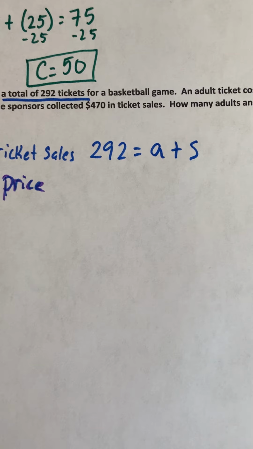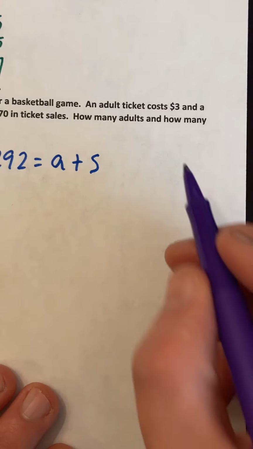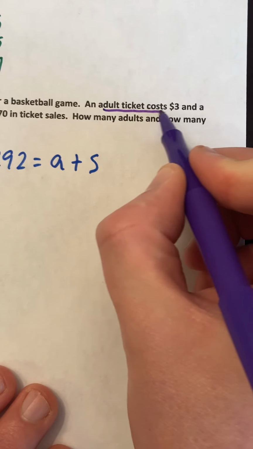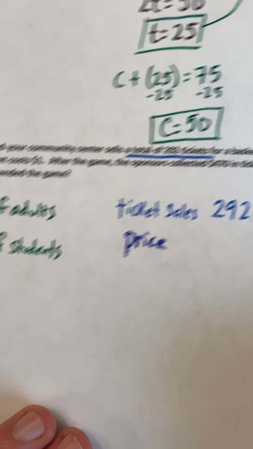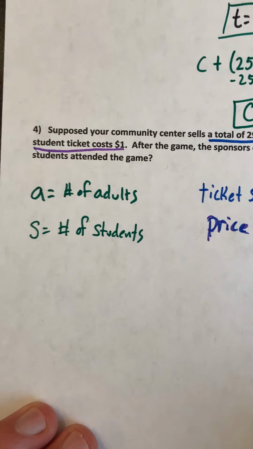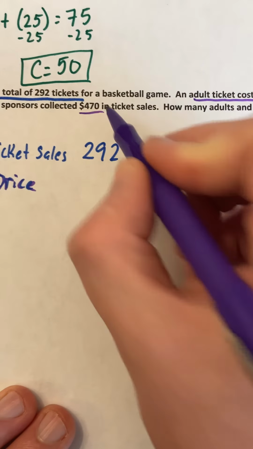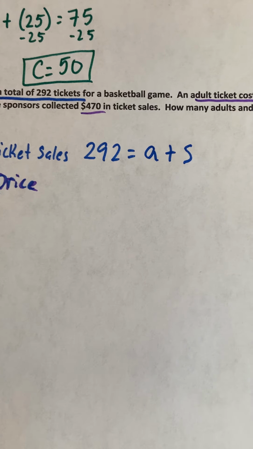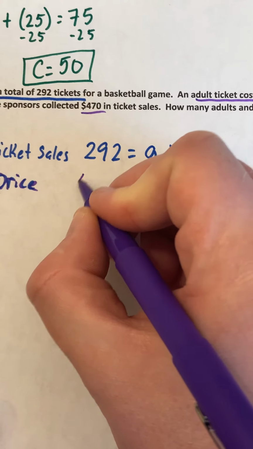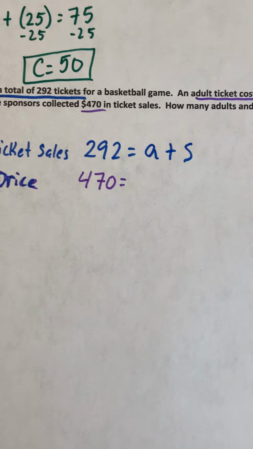Okay, so the next sentence I think goes right in line with the other word problems that you have seen. Okay, adult ticket costs $3. A student ticket costs $1. And in the end, we have a total of $470. Okay, so again, in the end, we know we need to have $470. But how do we get there? What is contributing to that factor?